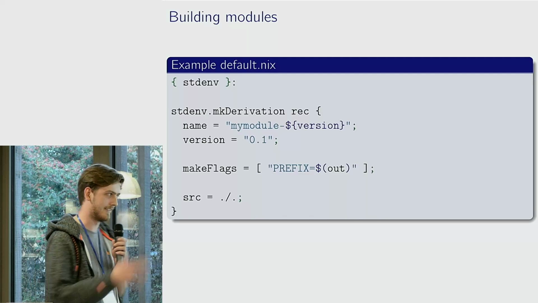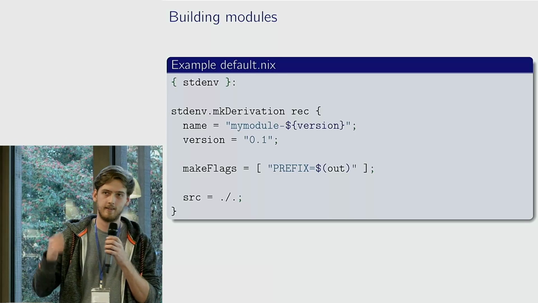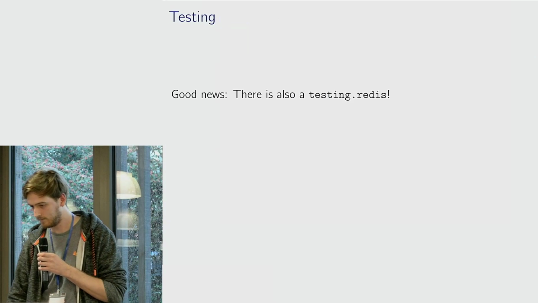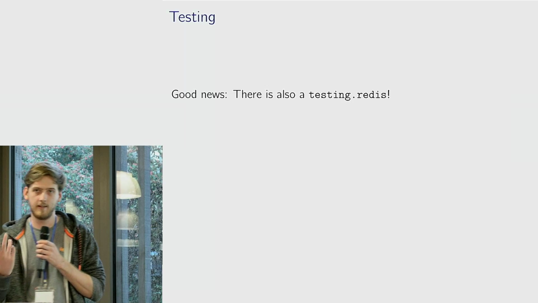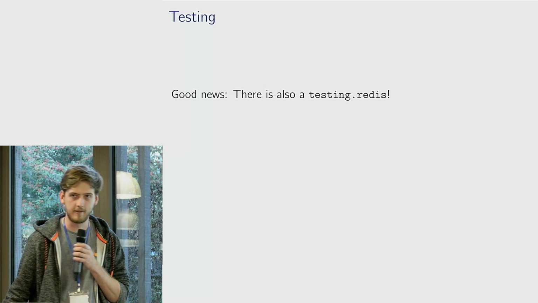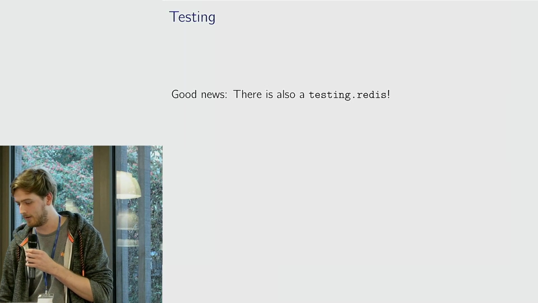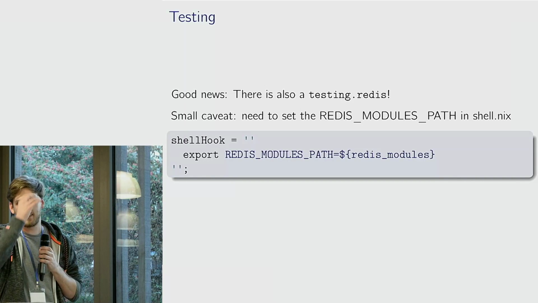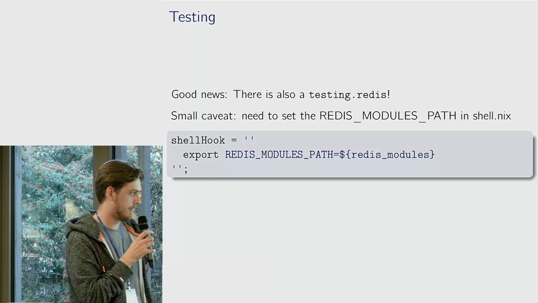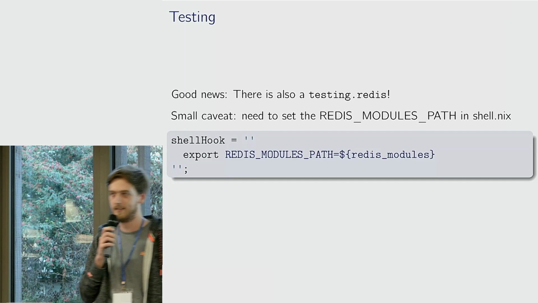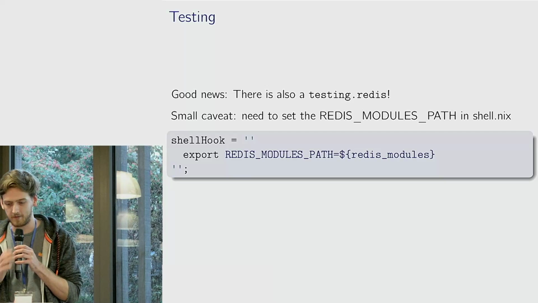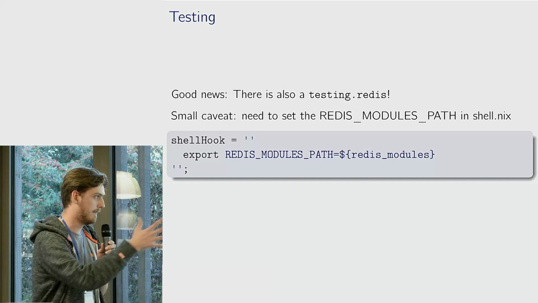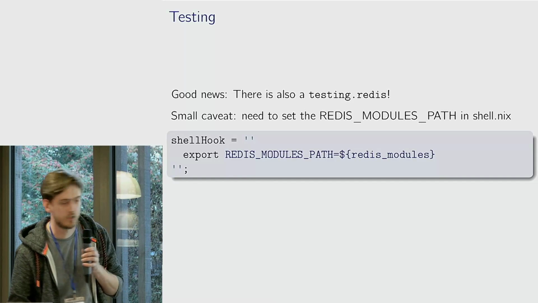So yeah, similarly, really simple derivation. This is like basically the most simple derivation you can get. Bam, you've got a Redis extension. And there's also testing Redis, like testing Postgres. So I can reuse all of my testing infrastructure for Redis as well, which is nice. Small caveat, when you have your nix shell, you need a small shell hook to export your Redis modules path to your expression full of Redis modules. Just thought maybe that might be an interesting little trick to share.